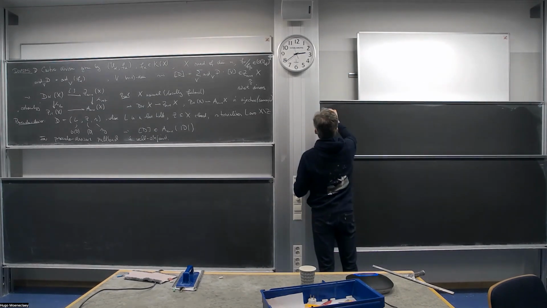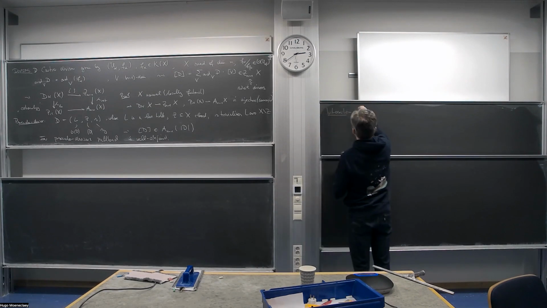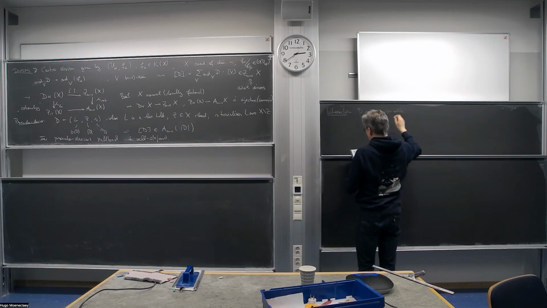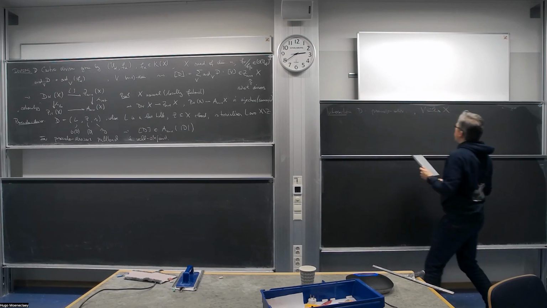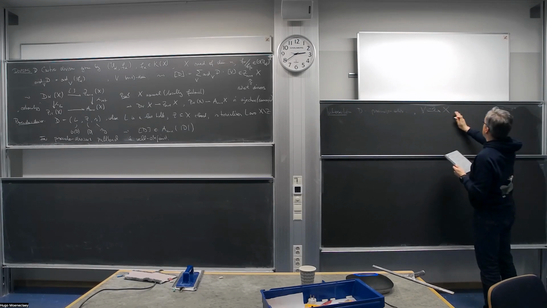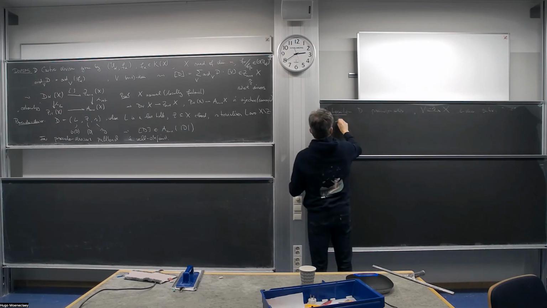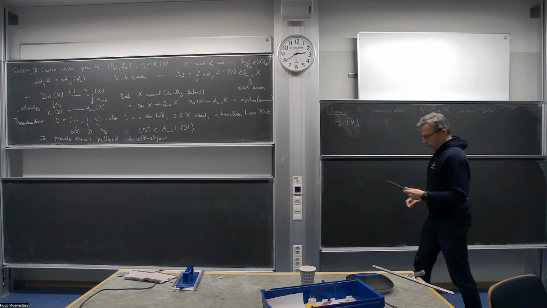So, intersection. If D is such a pseudo-divisor, and you have V and X for the morphism f, a k-dimensional subvariety, we can define the intersection of D with V, so the cap product.